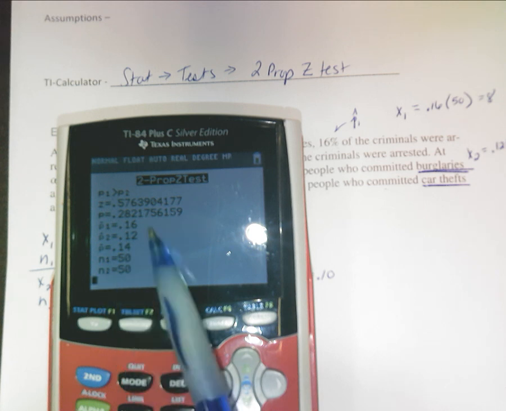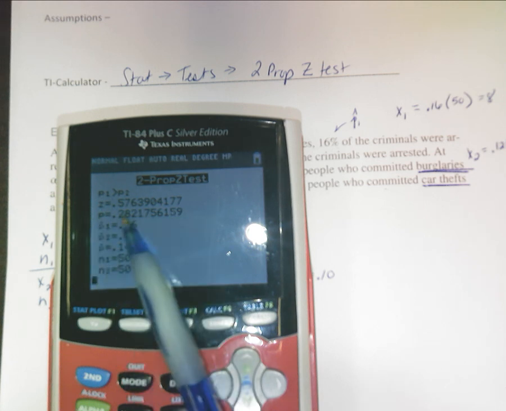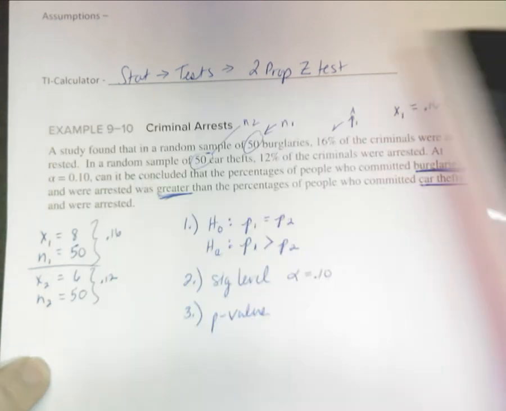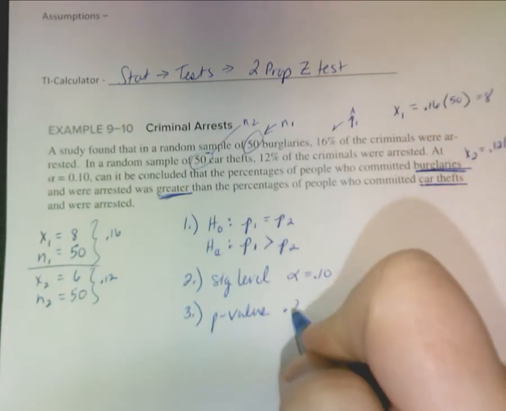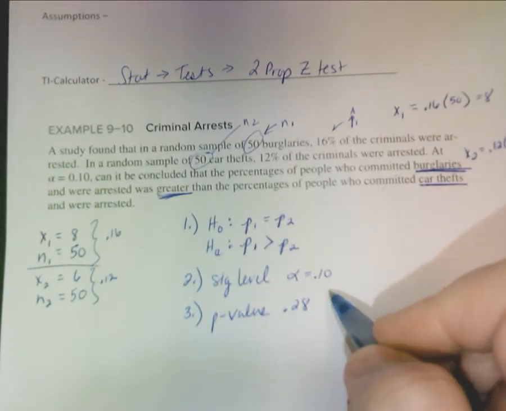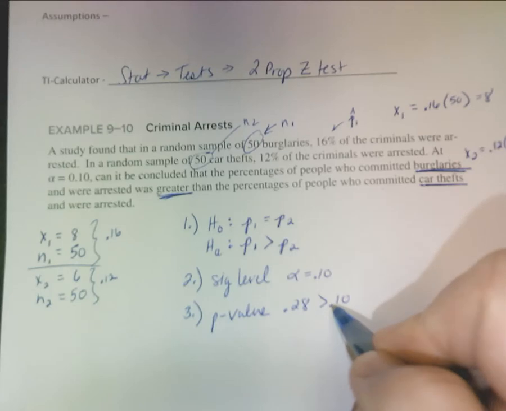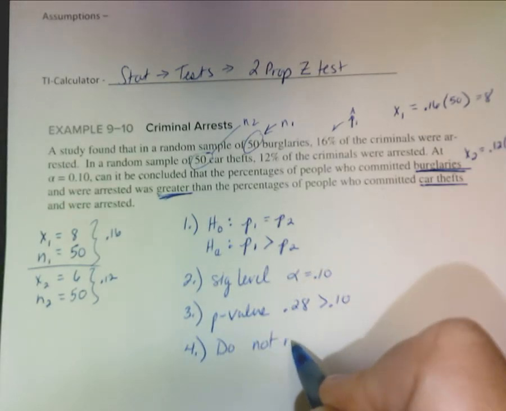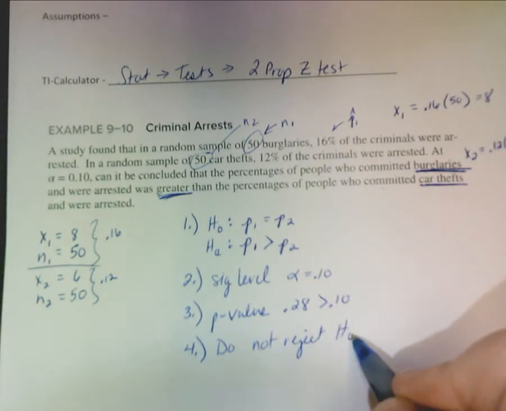And then it has our n's. But this second p right here underneath the Z is what we're looking at. So our p-value is 0.28, which is greater than 0.10. So do we reject or not reject? Do not reject the H0.